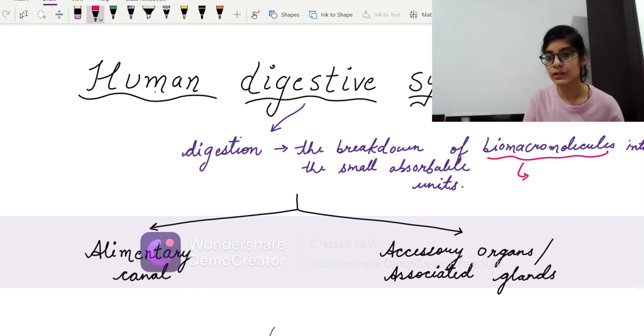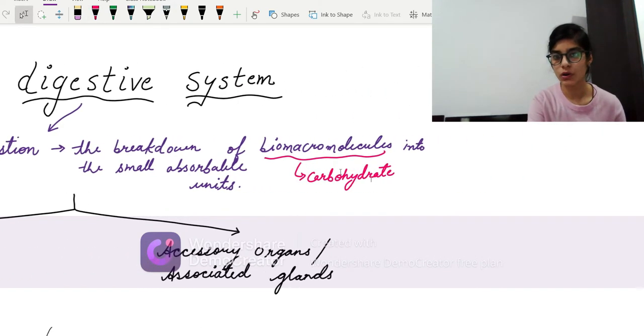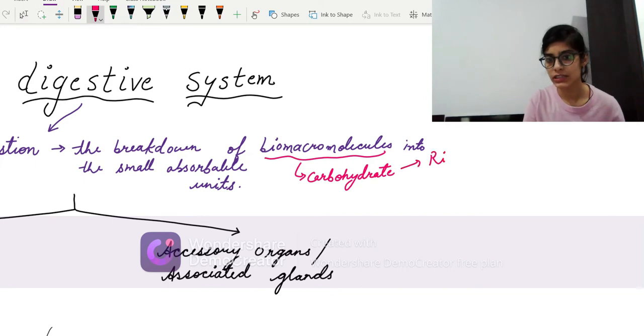For example, we eat food, right? What do we eat in our food? The first food we can say is carbohydrate. You all know that we eat chapati, right? We all eat chapati, or we all eat rice. So this food contains carbohydrate.